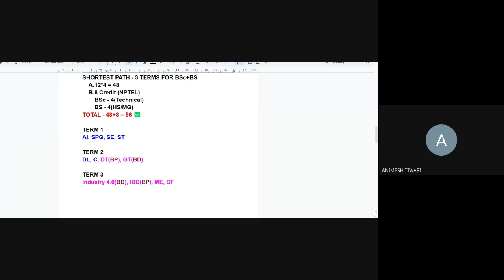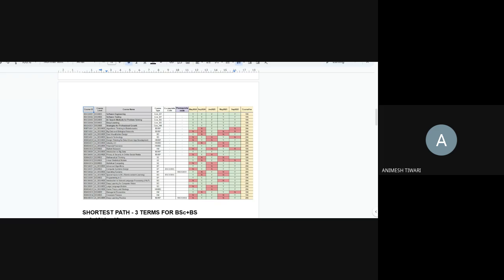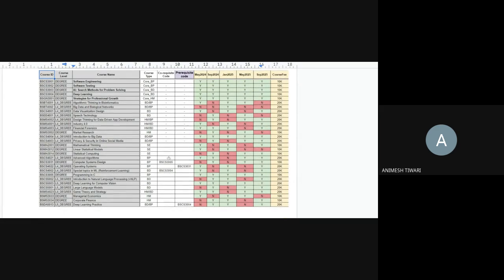Okay, so just one last question. This is Animesh, regarding the choice of courses. Apart from the five mandatory courses for BSc, which ones do you think are the most scoring, easy-scoring courses? Market research, C, CSD. What is CSD? CSD is computer systems design. These are the easy-to-score subjects. Also programming in C.